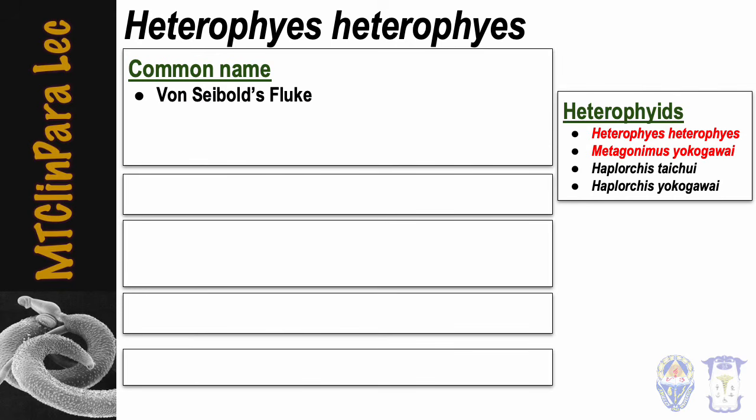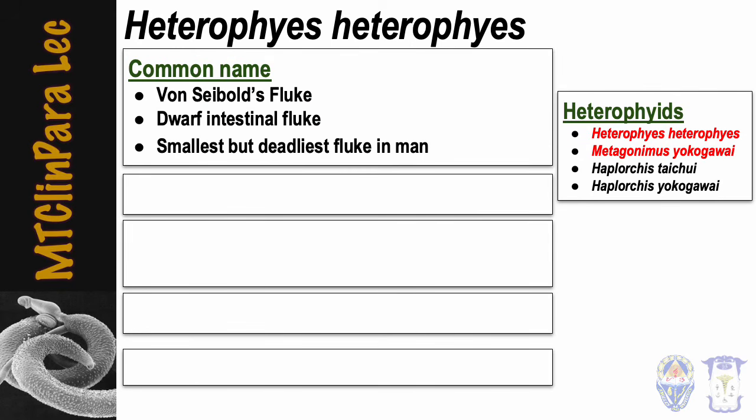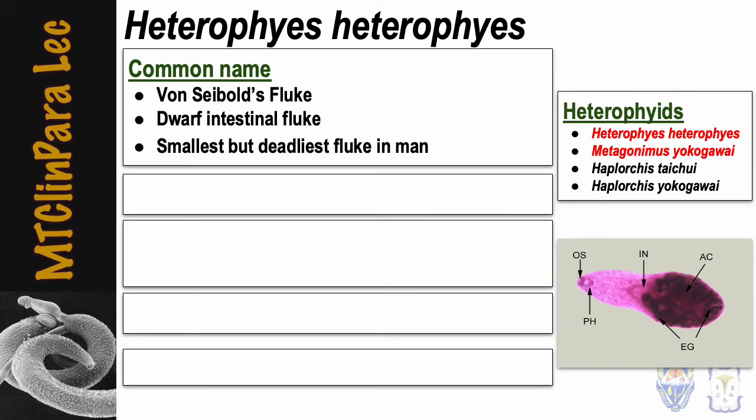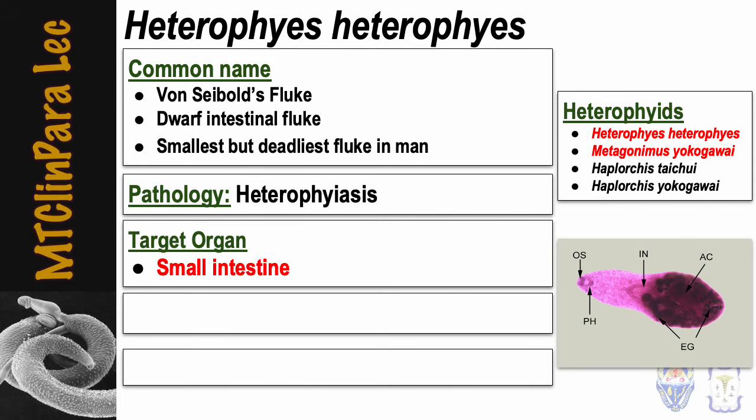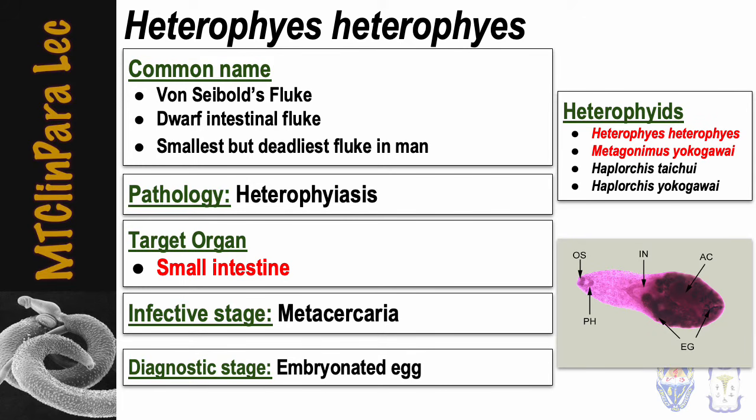So this is also known as the von Siebold's fluke, the dwarf intestinal fluke, and the smallest but deadliest fluke in man. Later on, we will be explaining why it is the deadliest fluke in man. In terms of the pathology, this is also known as heterophyiasis. Can you guess the target organ of this parasite? Since this is intestinal, the target organ is the small intestine. The infective stage is still metacercaria, and the diagnostic stage is embryonated egg.